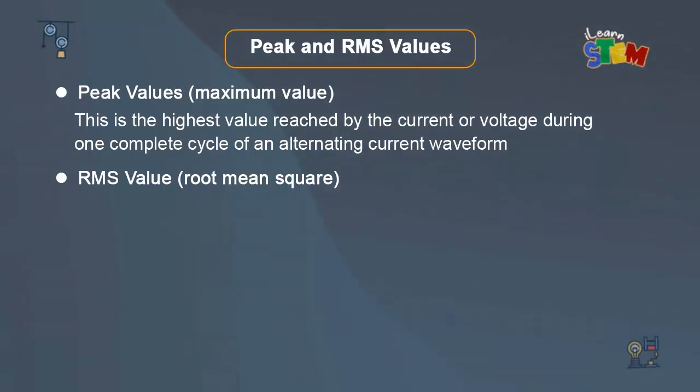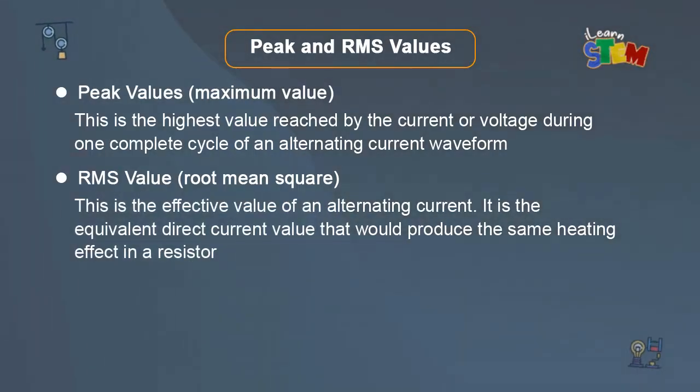Next, we have the RMS value, which means root mean square value. This is the effective value of an alternating current. It is the equivalent direct current value that would produce the same heating effect in a resistor. In other words, it tells us how much useful power the alternating current can actually deliver.